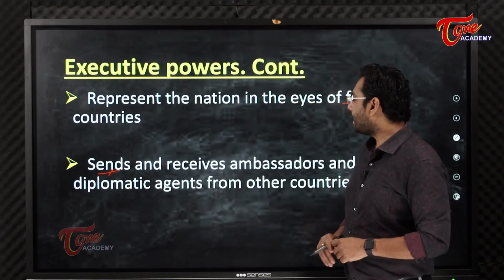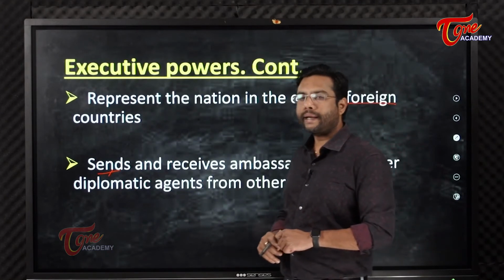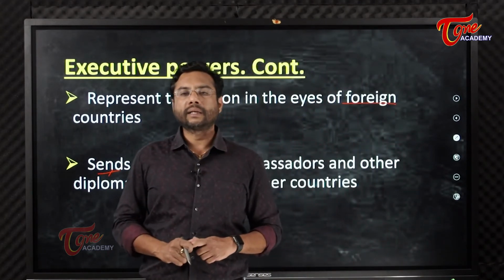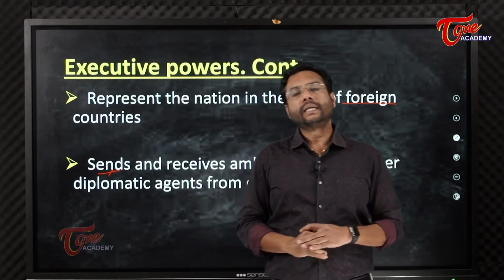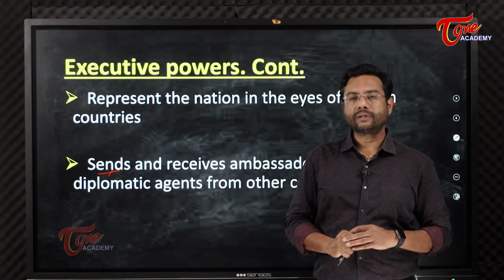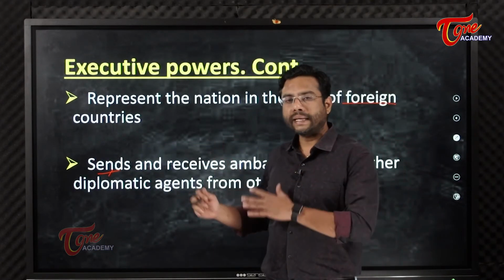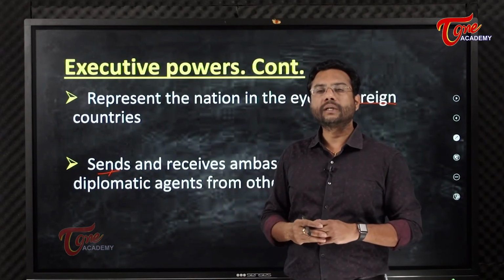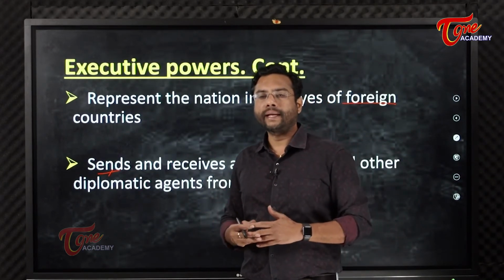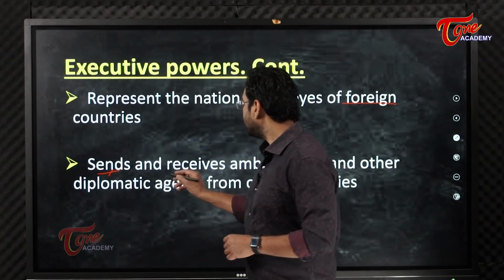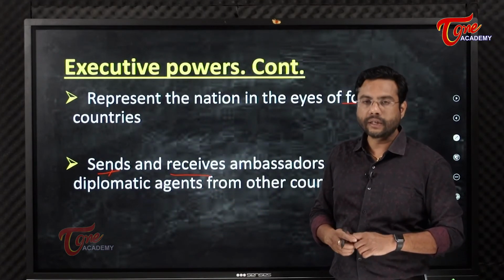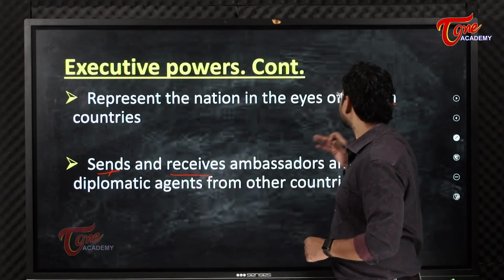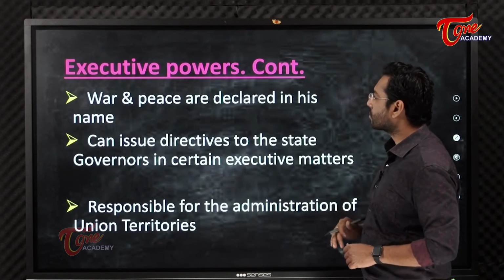He sends and receives ambassadors and other diplomatic agents from other countries. This we would be again discussing in the diplomatic powers of the President. But sending and receiving agents is also one of the parts of the executive powers. So he sends and receives the ambassadors. He appoints certain dignitaries also, which is also the executive power of the President.